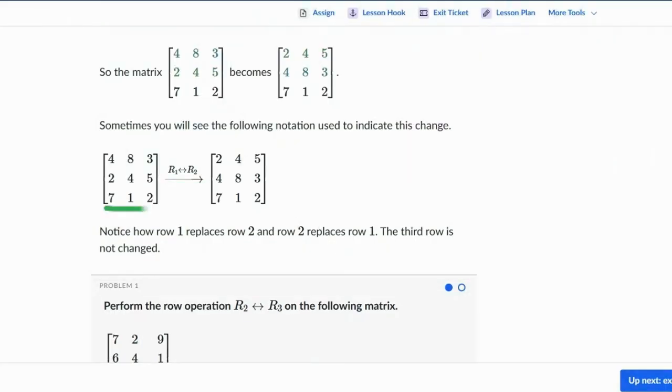Notice the third row is just the third row. Nothing happened because it did not say to do anything. If it doesn't mention the third row, it just stays the same.